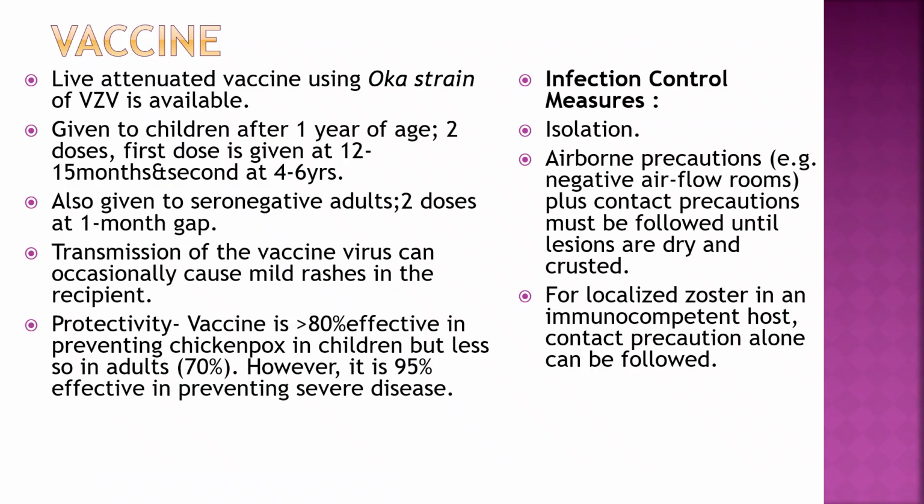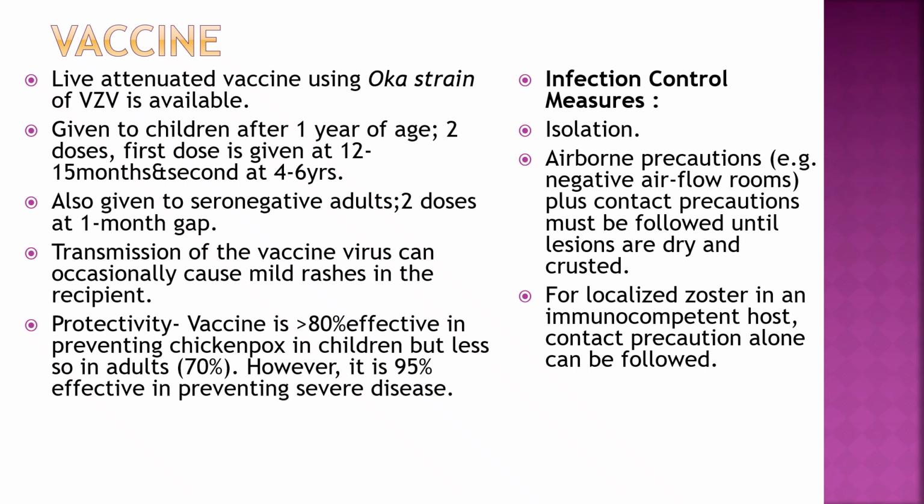Vaccine: a live attenuated vaccine using the OKA strain of VZV is available. It is given to children after 1 year of age, 2 doses. First dose at 12 to 15 months and second at 4 to 6 years. Also given to seronegative adults, 2 doses at 1 month gap.